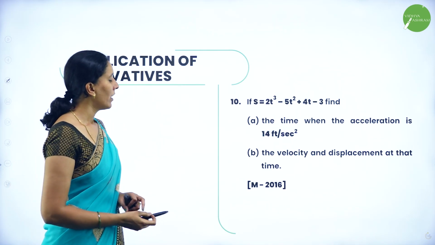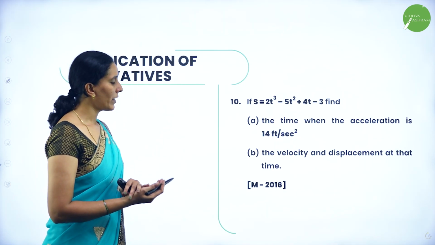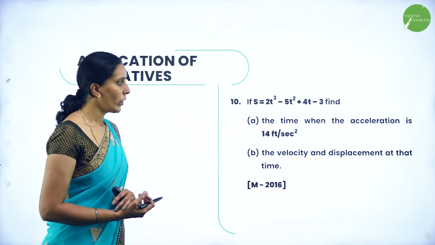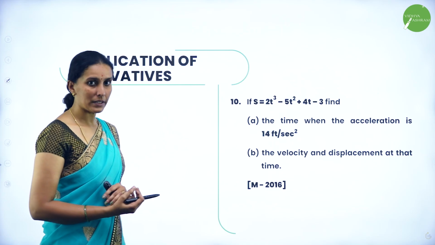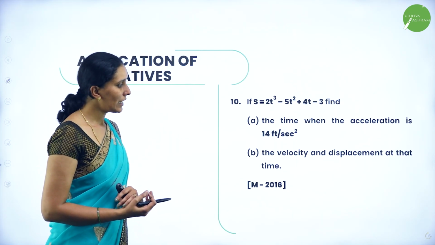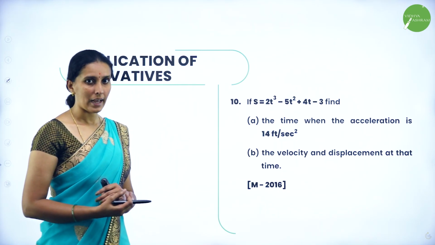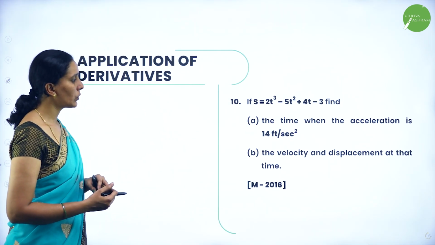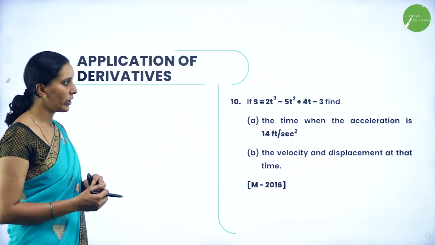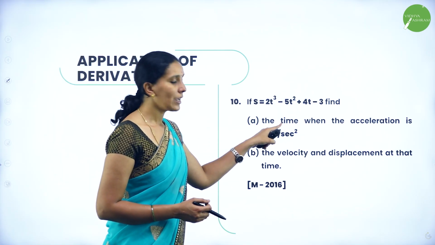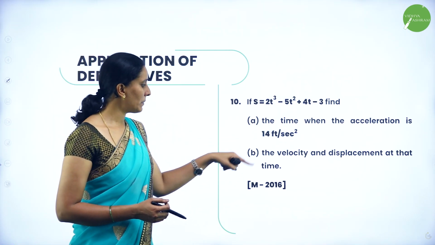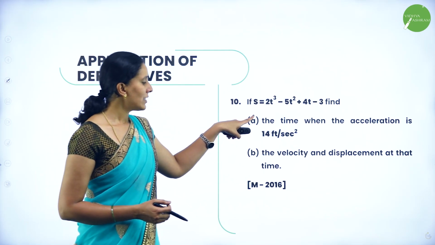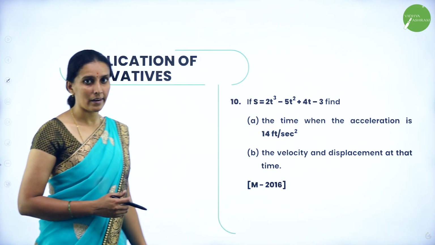Next question. If s is equal to 2t cube minus 5t square plus 4t minus 3, find the time when the acceleration is 14 feet per second square, the velocity and displacement at that time. So here we have a displacement, that is 2t cube minus 5t square plus 4t minus 3. We need to find the time when the acceleration is 14 feet per second square, the velocity and displacement at that time also. First, let us find the acceleration.